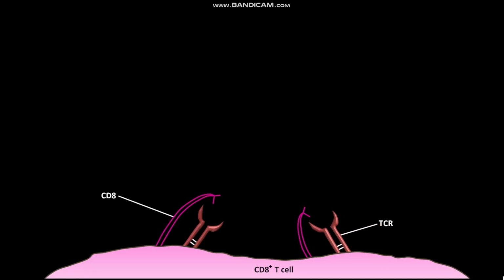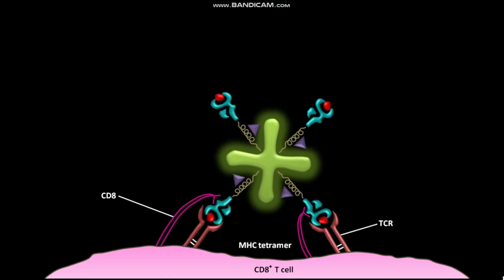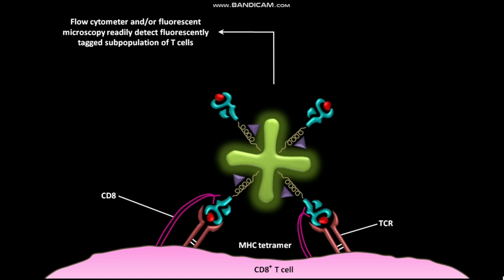The TCRs present on the surfaces of these CD8 plus T cells are specific for the peptide MHC complexes of the MHC tetramer. So, fluorescent MHC tetramers bind only to the CD8 plus T cells with TCRs specific for the peptide MHC complexes of the MHC tetramer. Due to this binding, the subpopulation of T cells that are specific for the target antigen are fluorescently tagged. In the next step, flow cytometry and/or fluorescent microscopy readily detect these fluorescently tagged subpopulations of T cells.